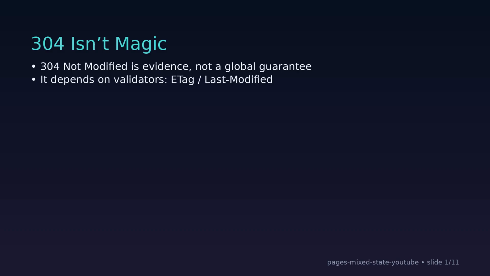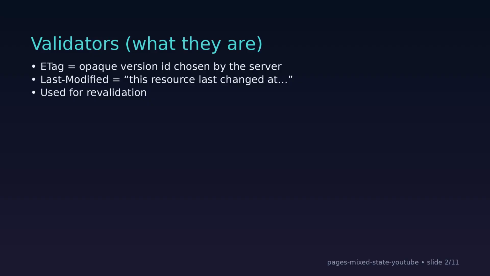304 is not magic. If you run curl -i and you see 304 for not modified, that is not proof your latest deploy is everywhere. A 304 is a claim about this request and this validator. Two headers matter a lot.